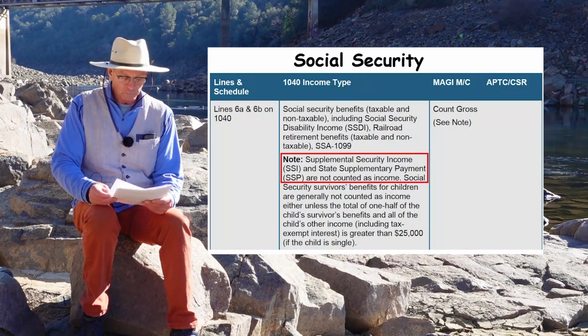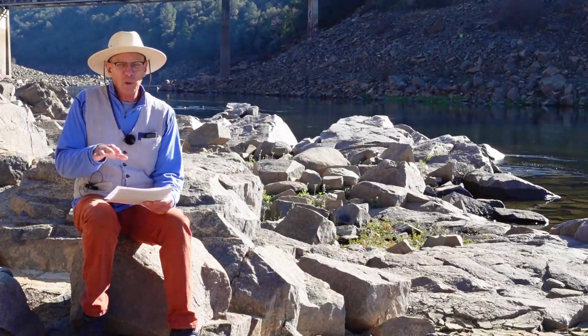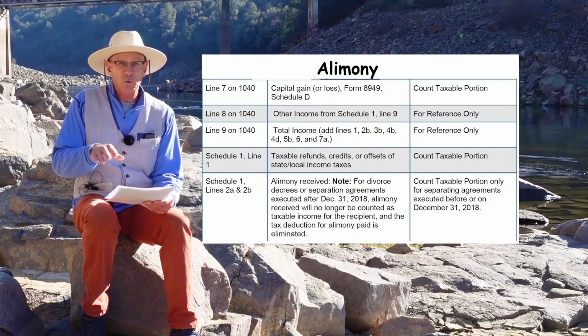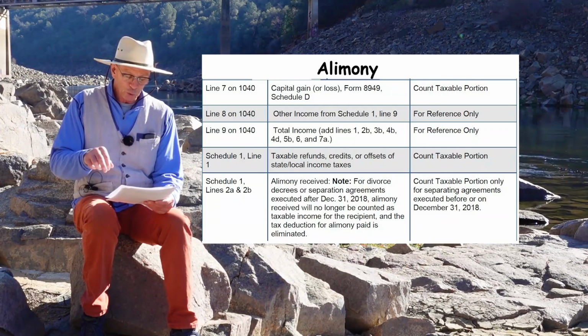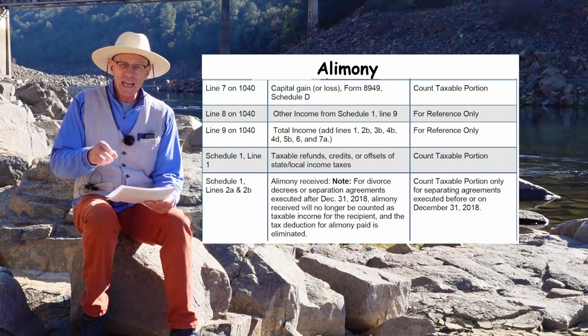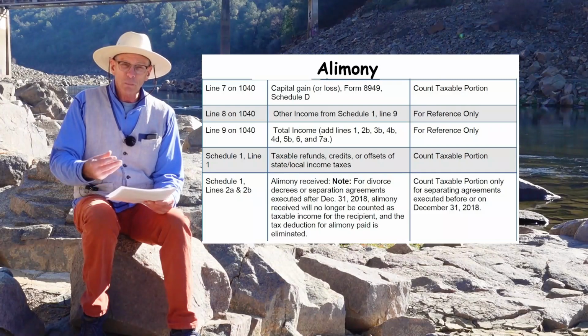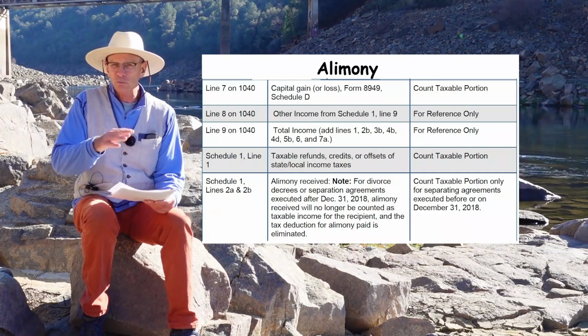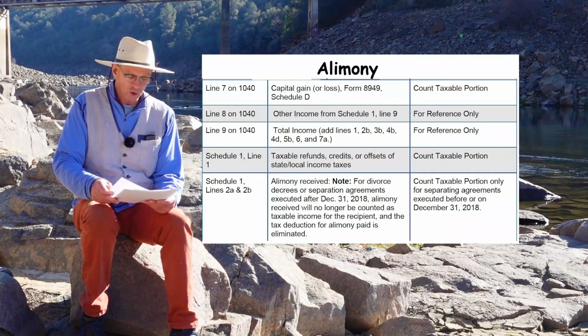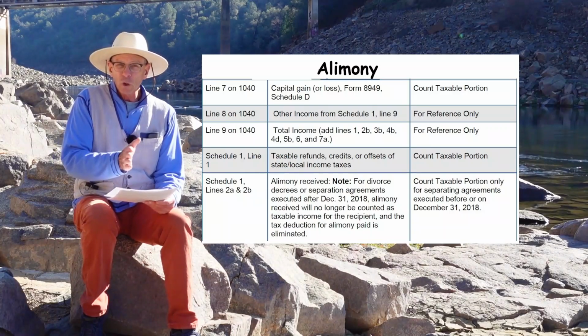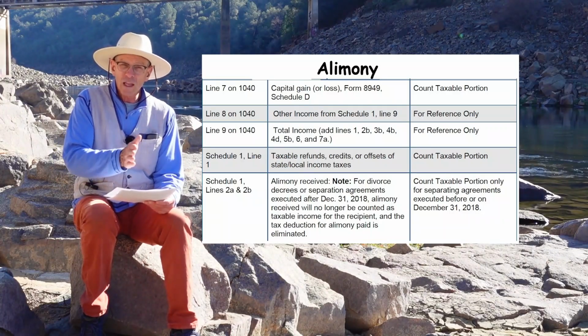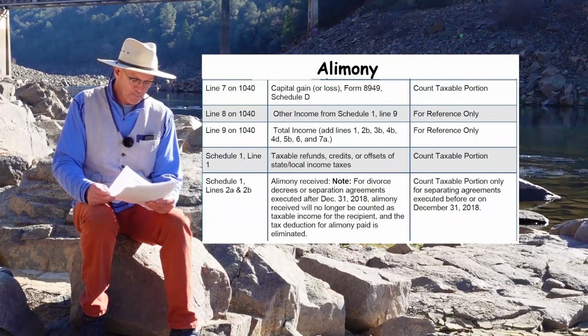Now, alimony, if you're receiving that and the divorce was prior to 2019, then you can include it. But after that, the Trump tax law made that go away. So if the alimony you're receiving is from before then, you can include it as income.